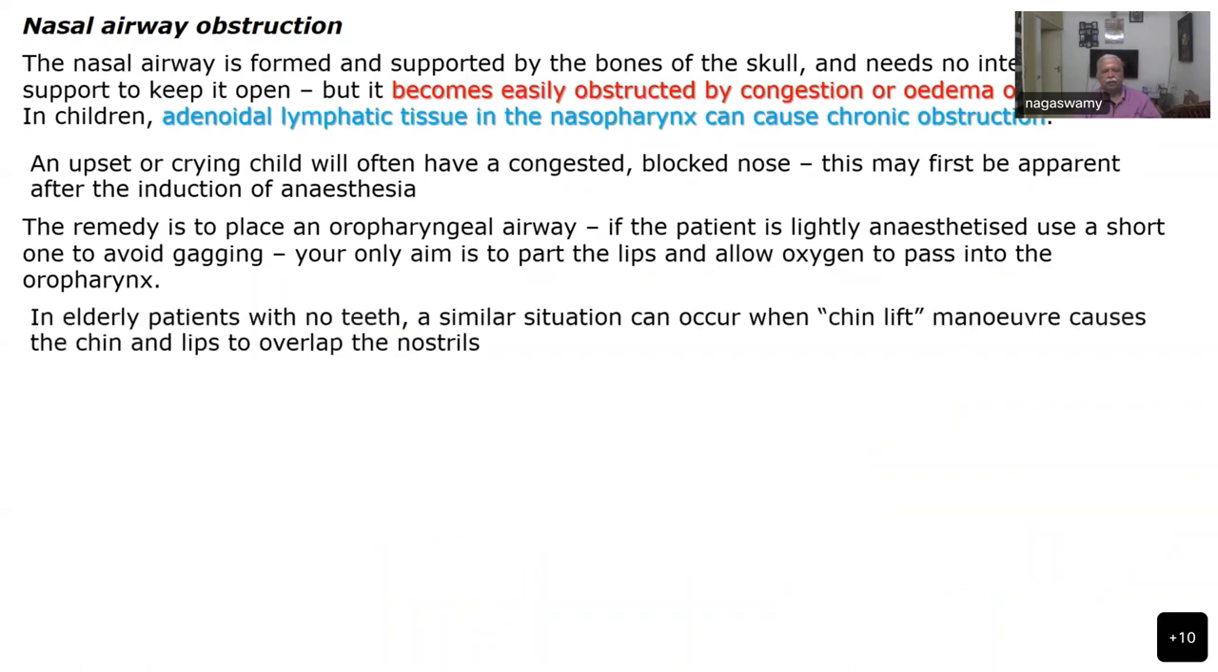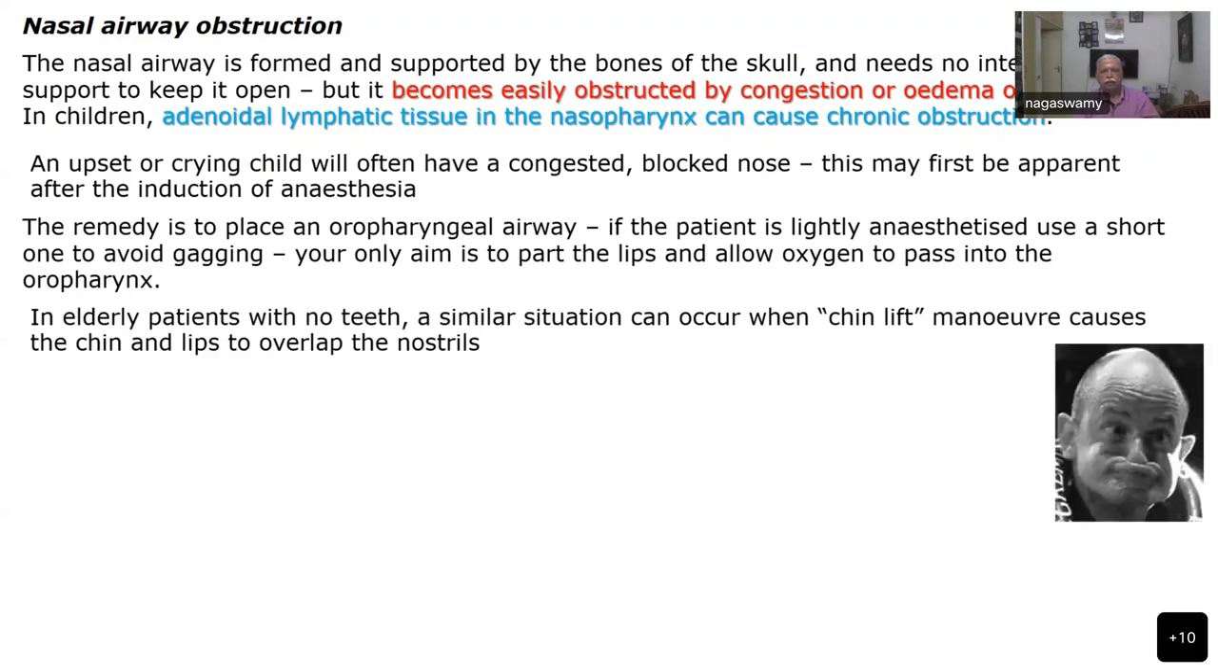Whereas in elderly patients with no teeth, again a similar problem of obstruction can happen, and what you require is a chin lift. This is a patient who has got no support there, and the whole mouth is then this totally edentulous patient. So the upper and lower jaw come close to each other, closing the entire upper airway.